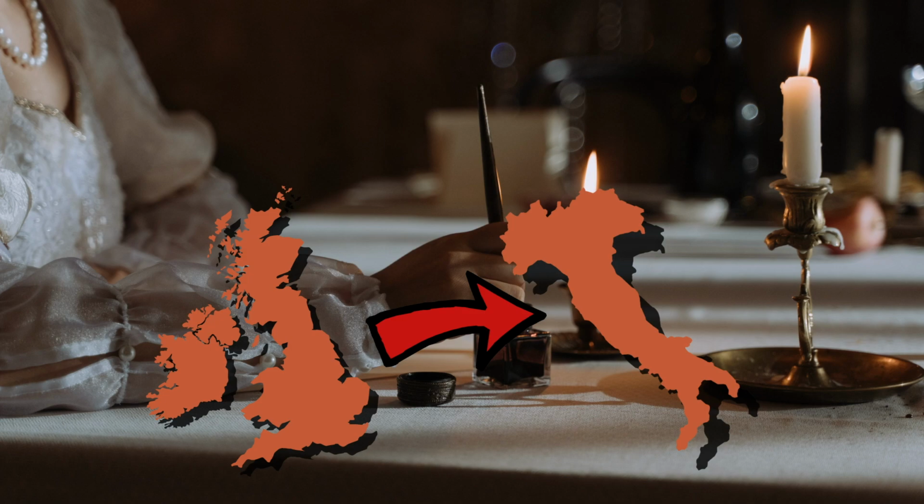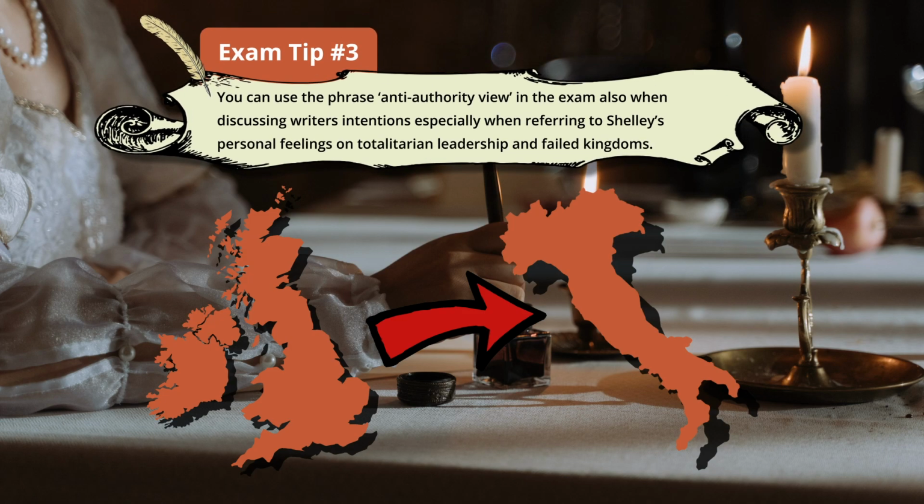You may be asking why you need to know this information, but this insight into his rebelliousness gives us a way into understanding his anti-authority view on the world and could be the reason why he decided to write poetry about failed kingdoms.